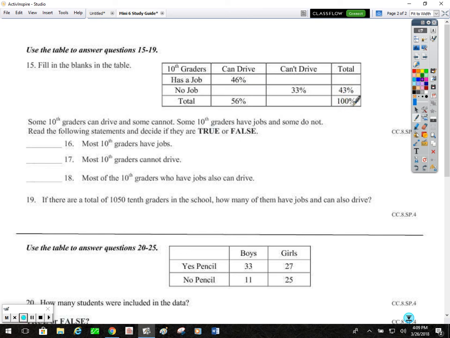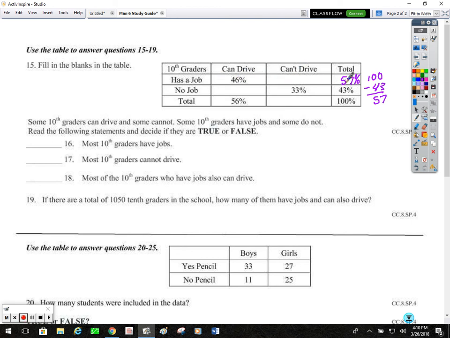Well, if this is 100% of the total, 43 of them do not have a job. That means this one is 100 minus 43, which is 57. So the total right here is 57%. Okay, that means that's the total number of students that have a job. It didn't say anything about can drive or can't drive. So let's find out the total number of students that can't drive but have a job.